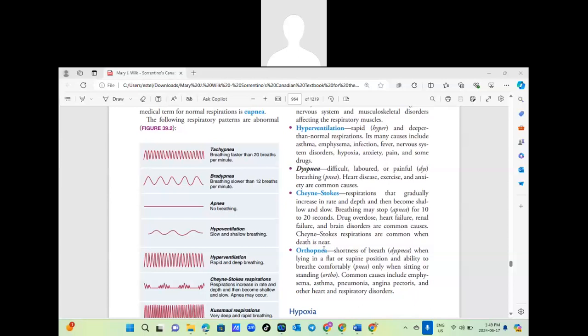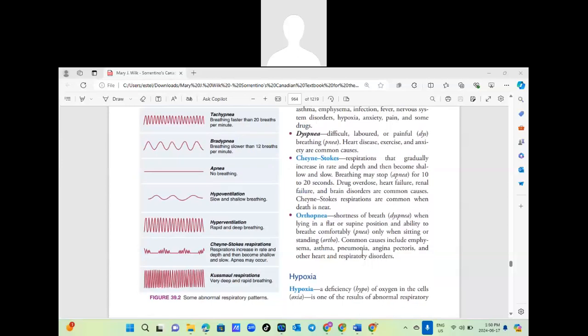Next, orthopnea, shortness of breath when lying flat or in a supine position, with the ability to breathe comfortably only when sitting or standing. Common causes include emphysema, asthma, pneumonia, angina pectoris, and other heart and respiratory disorders. So there is difficulty breathing when they are flat on their back. They have to be sitting up in order to breathe properly.